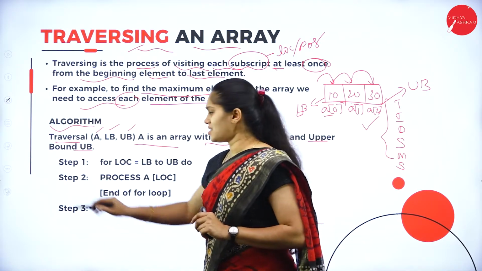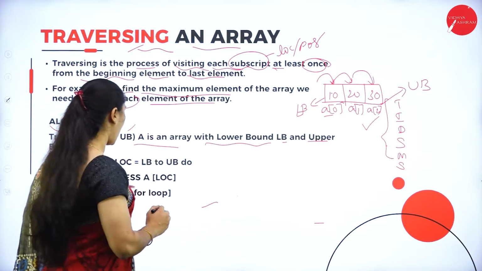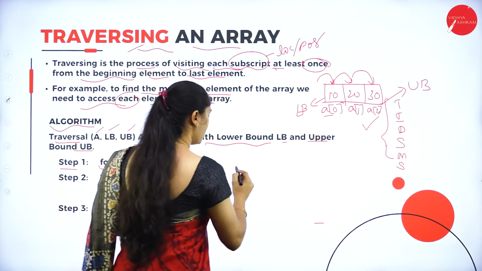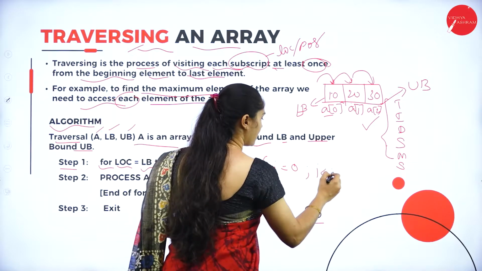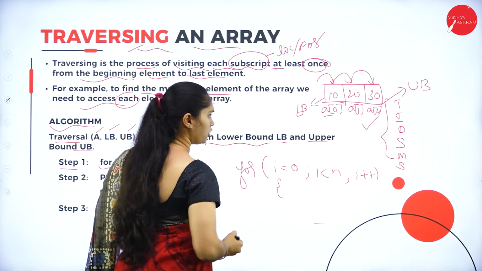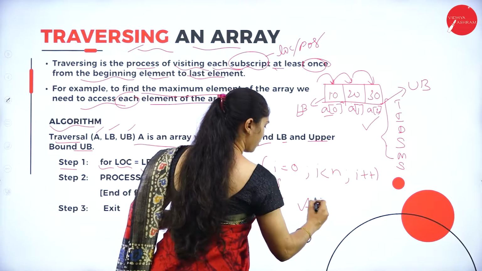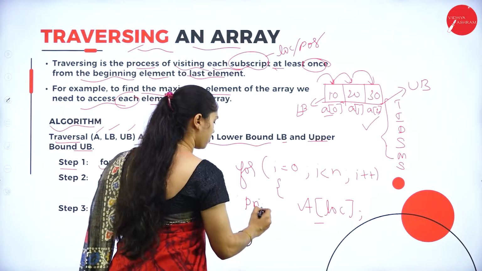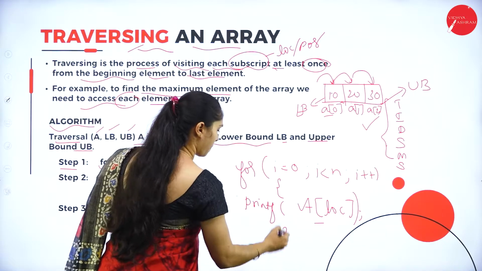What are we going to do in step 1? For loop. So we need to have a for loop. The location has to start from LB to UB. So from where am I supposed to start? Let me consider for i is equal to 0, i lesser than n, i plus plus. This will be the for loop. After that, we need to visit each element, that is A of location. I need to specify the A of location. So let me consider printf. So this will be the location of, okay, fine.